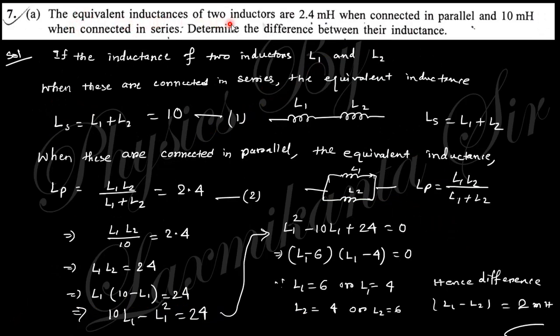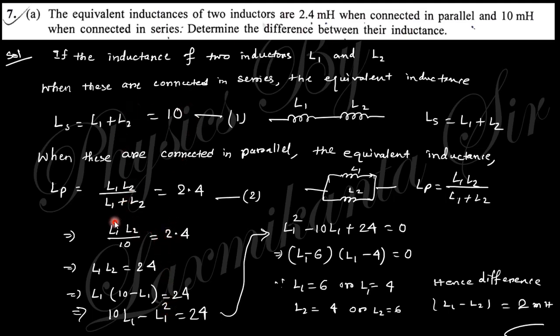The equivalent inductance of two inductors is 2.4 millihenry when connected in parallel and 10 millihenry when connected in series. Determine the difference between their inductances. Consider the inductances of the two inductors as L1 and L2. In series combination they are connected directly and the equivalent inductance will be L1 plus L2, so L1 plus L2 is 10 millihenry. For the parallel combination it is product by sum, that is 1 by LP equals 1 by L1 plus 1 by L2, where LP is 2.4 millihenry. So you need to solve for L1 and L2.